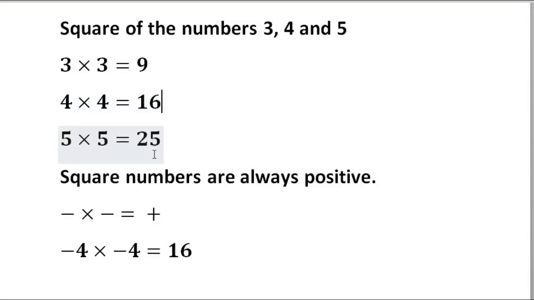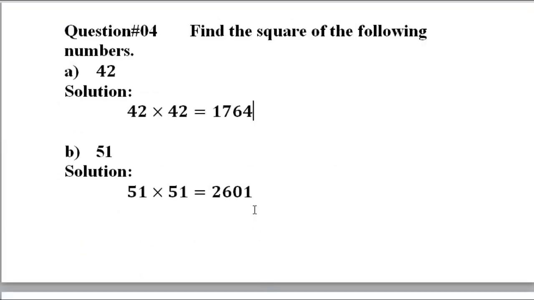It is important to note that square numbers are always positive, because when we multiply a negative sign by itself, it results in a positive sign. For example, the square of negative 4 is negative 4 times negative 4 is equal to positive 16. So we can say that 16 is a positive square number. Now let's find the square of the given numbers by simply multiplying these numbers by themselves.